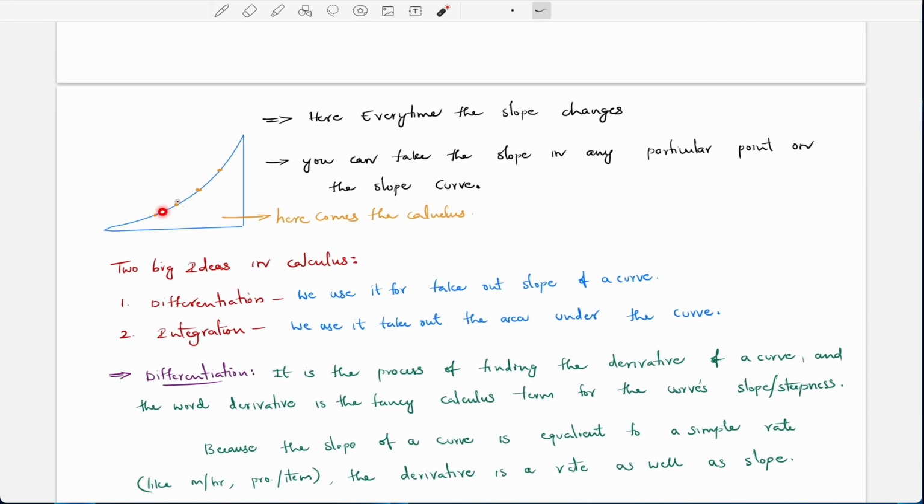At every point, you can take the slope at a particular point on a curve. You can take any slope at a particular point, so I just want to take here, whatever it may be. To calculate that slope, we use the calculus. Here comes the calculus. So let me explain it clearly.